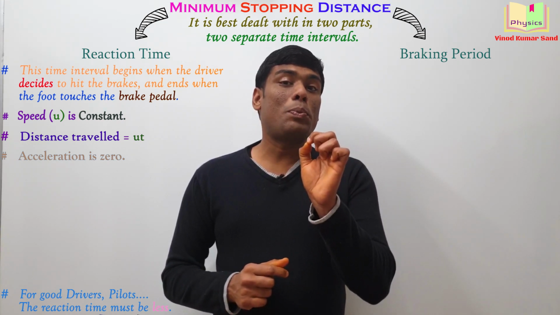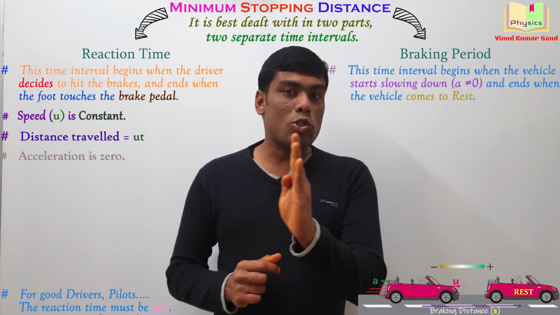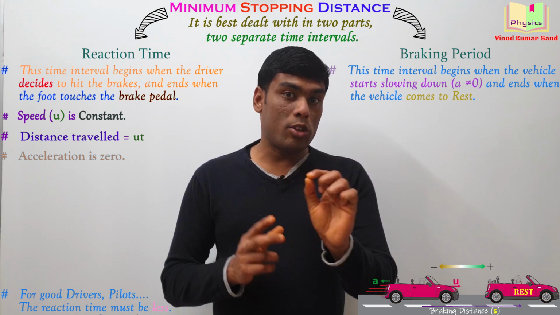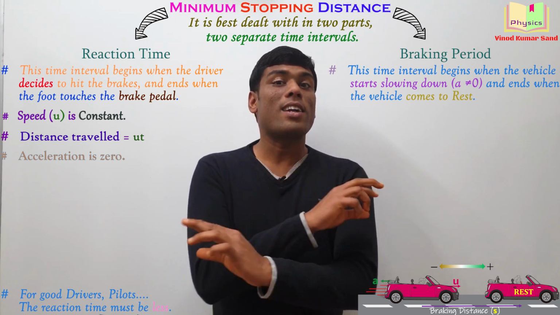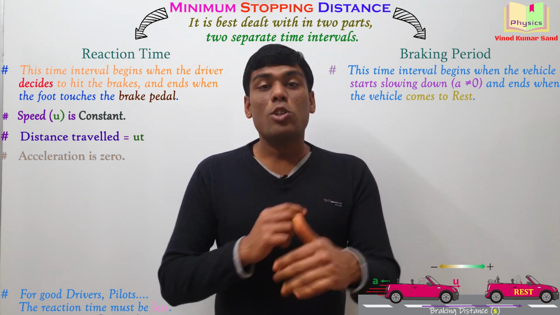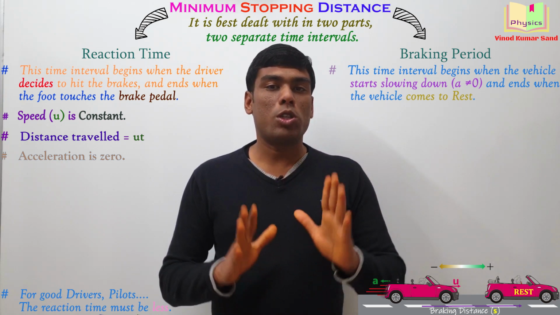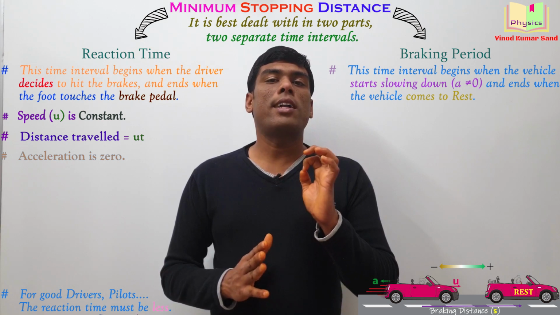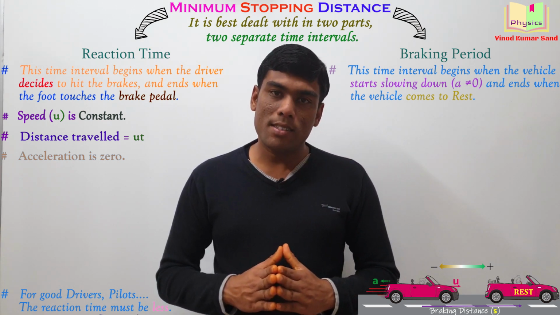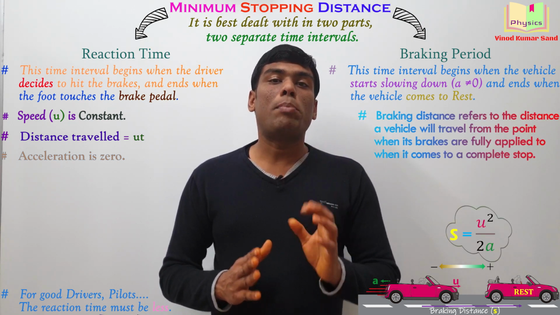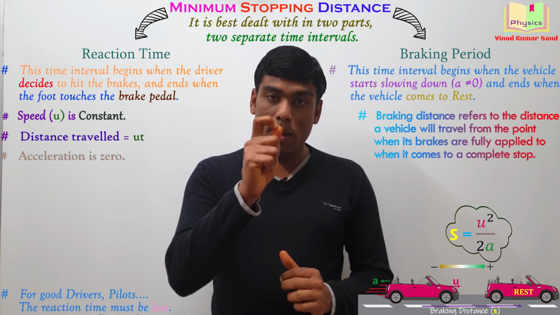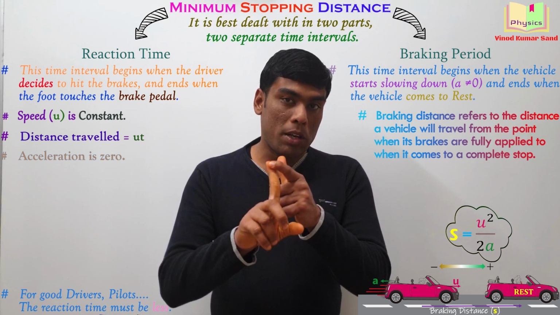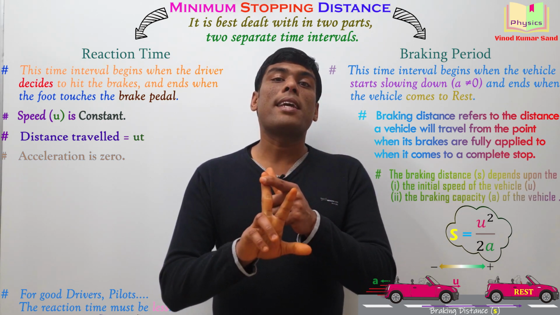Braking period is that period during which the vehicle is slowing down and then finally coming to a stop. The direction of acceleration and velocity vector are opposite to each other. So we can use the third equation of motion if the acceleration of the car is assumed to be constant. Using the third equation, we'll get the braking distance equal to u square by 2a. This is an important formula. The braking distance depends on the speed of the car as well as the braking capacity.